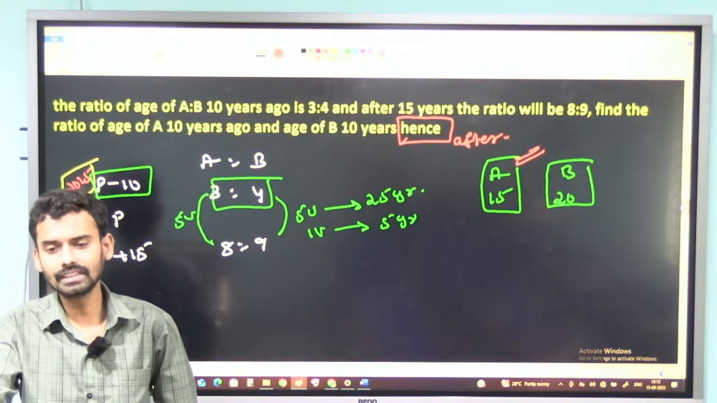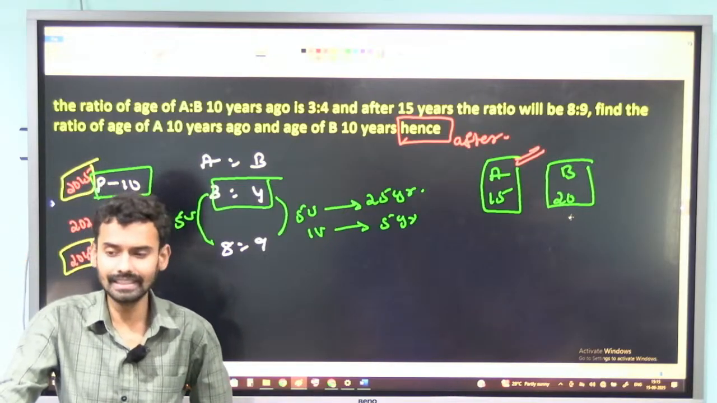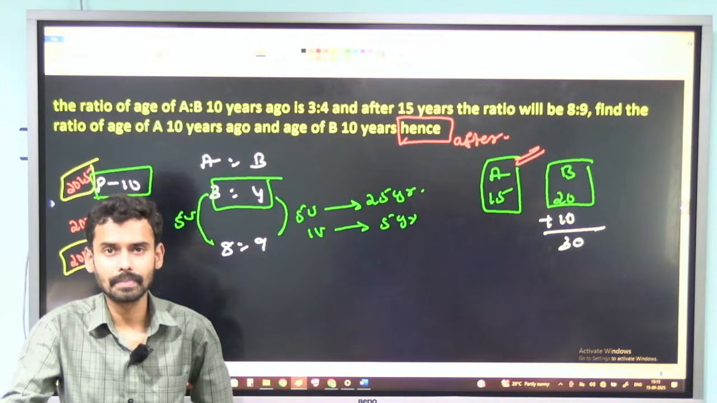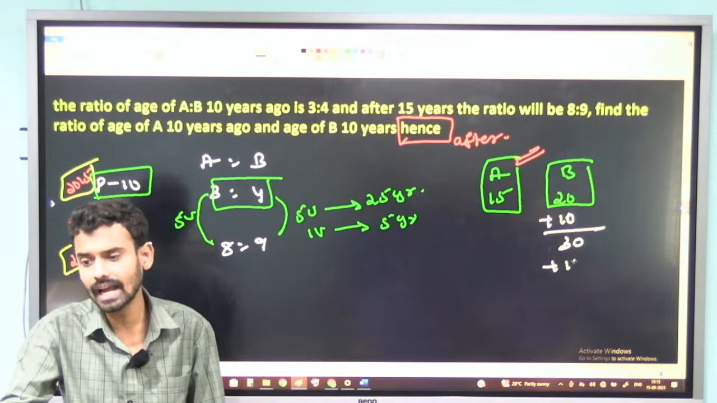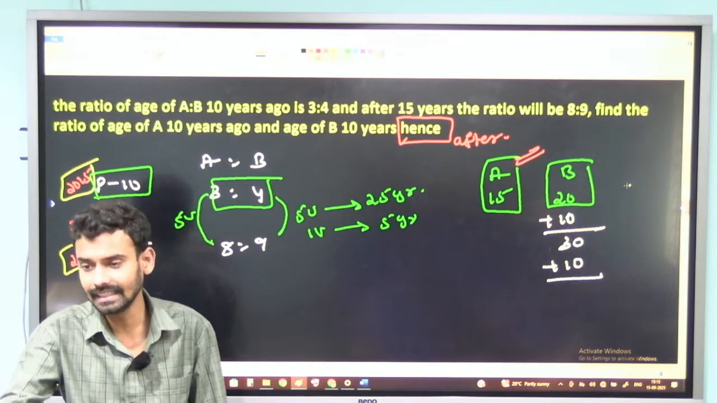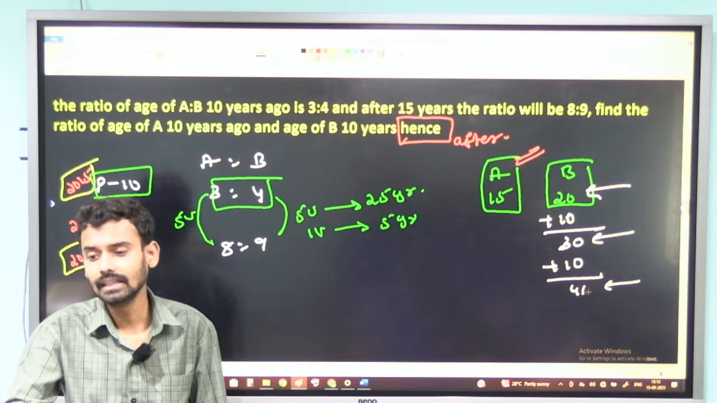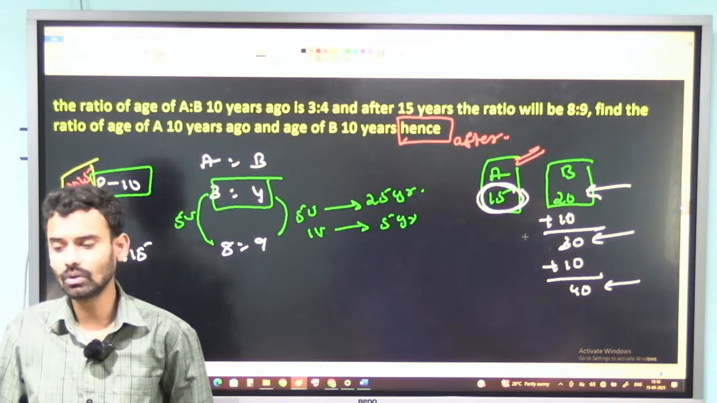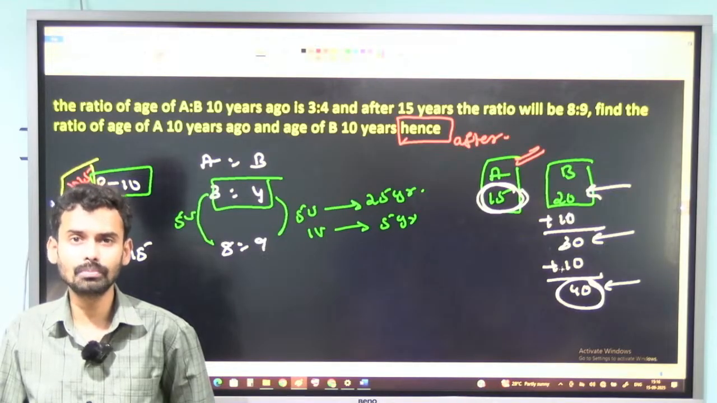So let me first consider the present age of B. If 10 years ago B's age is 20, then presently he will be plus 10, which is 30 years. And the question is asking for after 10 years. After 10 years again I should add plus 10, because this is the 10 years ago age and this is the present age, and this 40 will be the age of B after 10 years. So this is the age of A 10 years ago and this is the age of B 10 years after. The question is asking for the ratio between these two numbers.